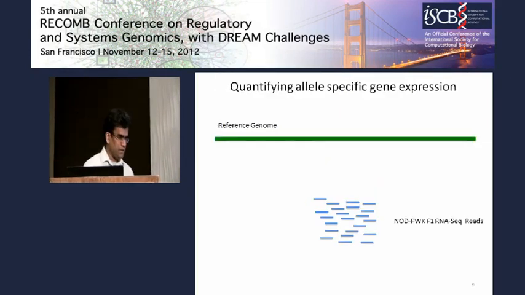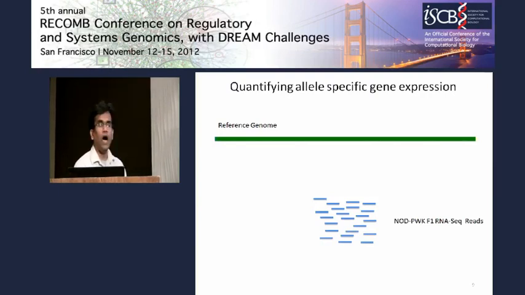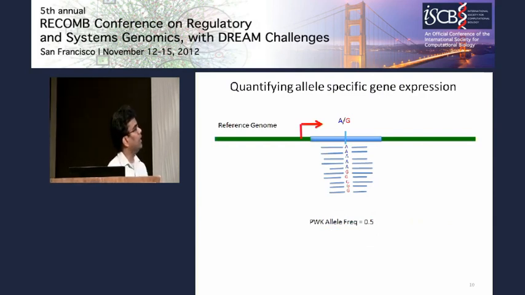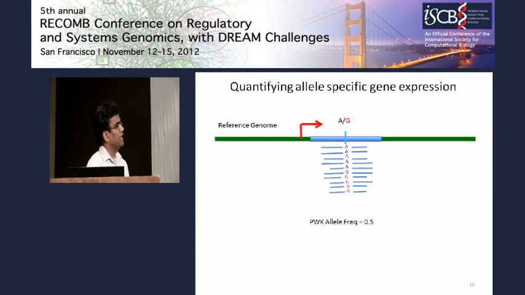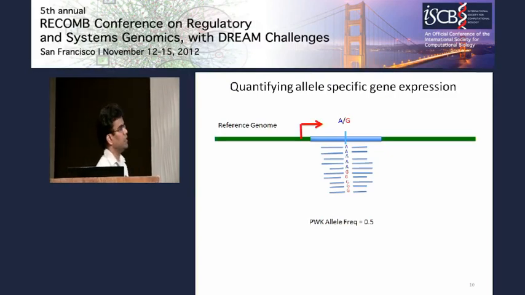So one of the biggest challenges in looking at allele-specific expression is quantifying allele-specific expression. A naive approach to quantify allele-specific expression would be to take a common reference genome, for example, here mouse Black 6, and then align our F1 hybrid RNA-seq reads to it, look at the known SNPs, and see how many alleles are from NOD or how many alleles are from PWK, and then get an allele frequency count. You do this for all known SNPs across the whole genome and get a genome-wide allele-specific expression quantification.